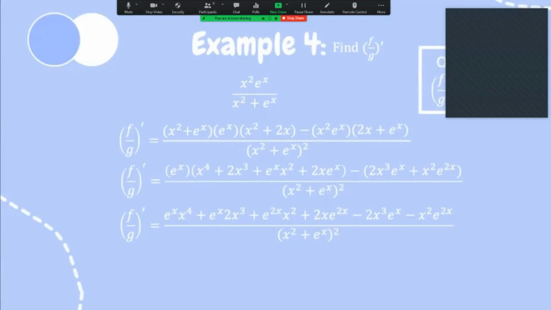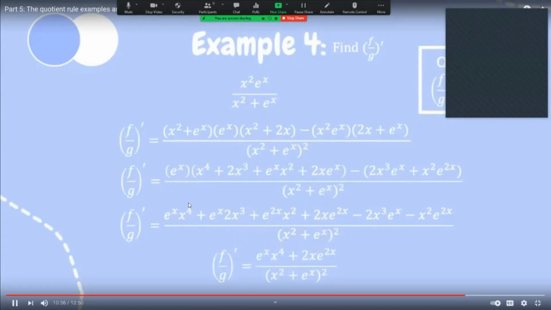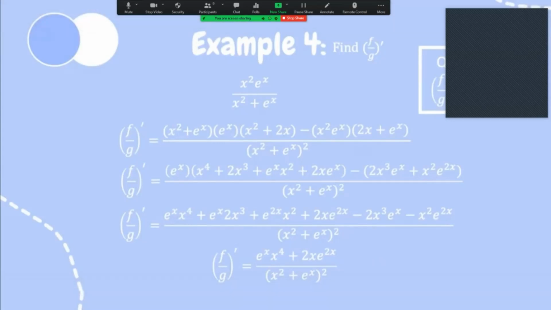Now we can add up like terms and cross a lot of things out. So that becomes e to the power of x times x to the power of 4 plus 2x times e to the power of 2x divided by x squared plus e to the power of x squared.